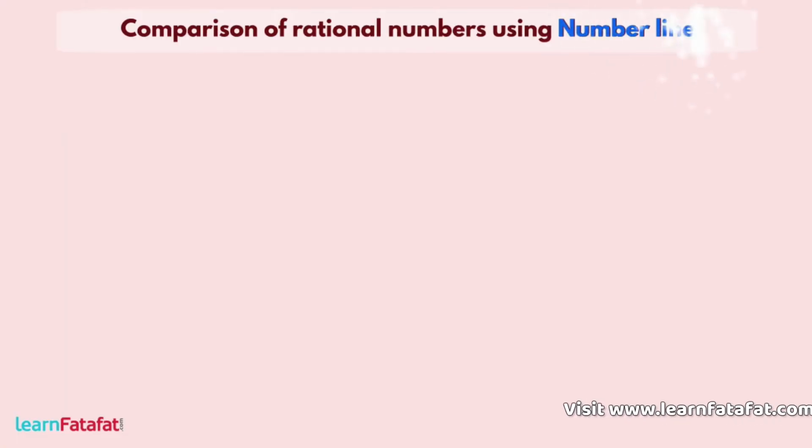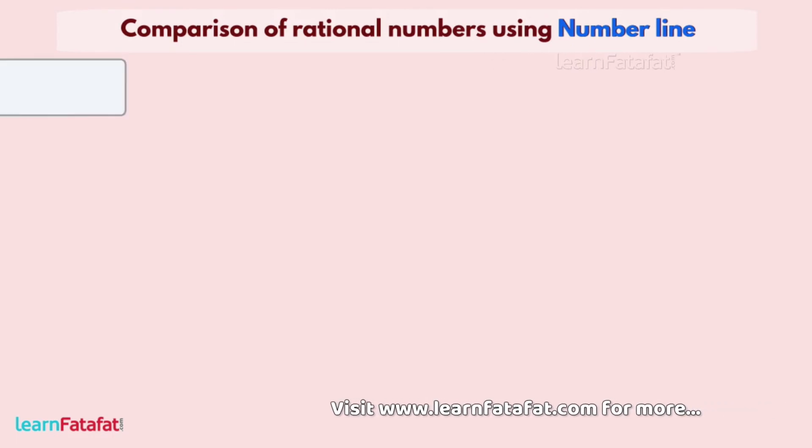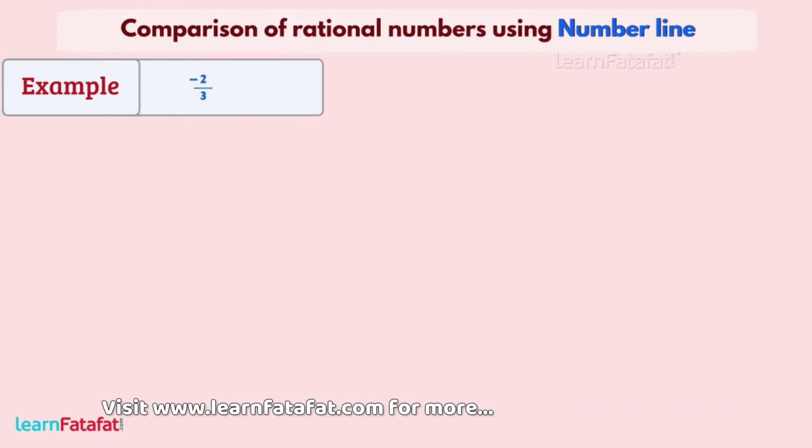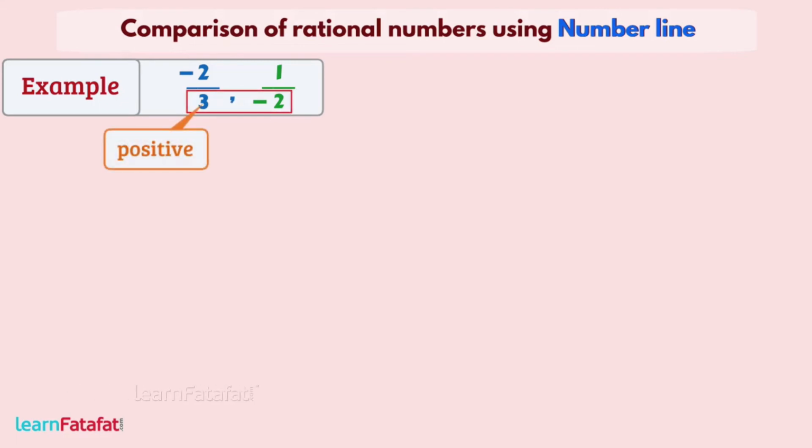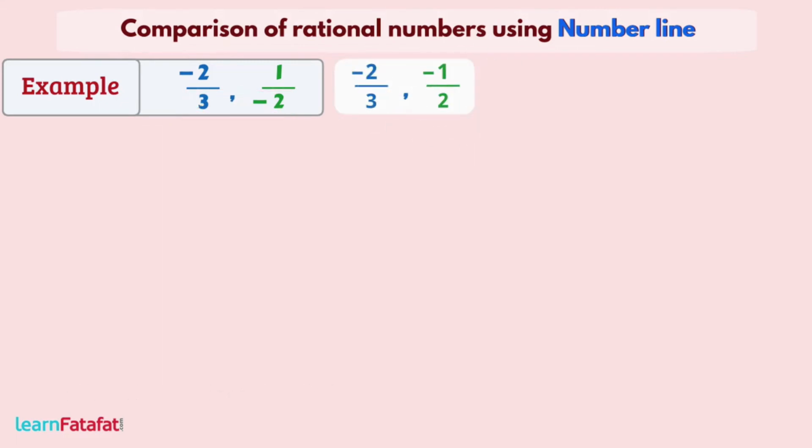We can also compare rational numbers using number line. We will continue with the same example, that is minus 2 by 3 and 1 by minus 2. For comparing numbers on number line, first make denominators positive. Then we ensure common denominators like we have done earlier.